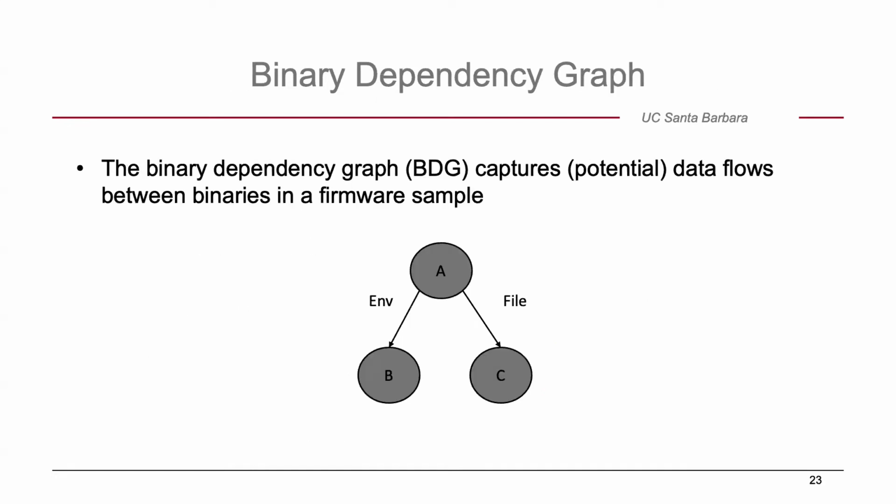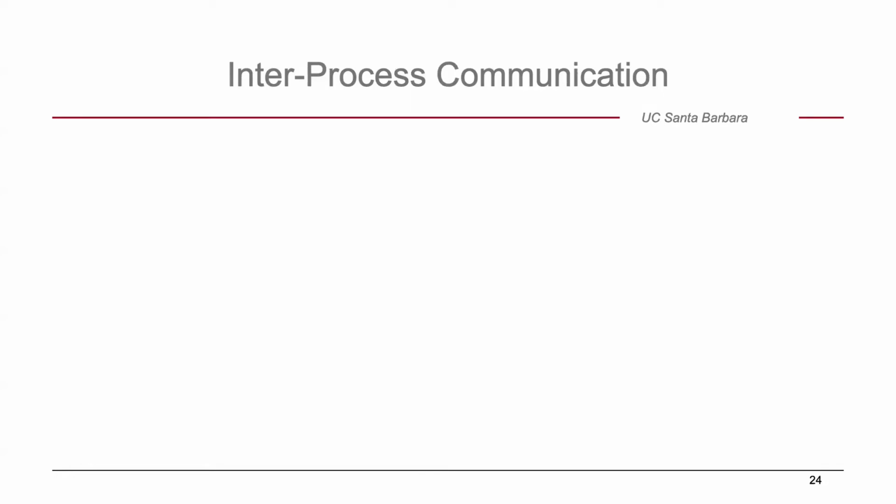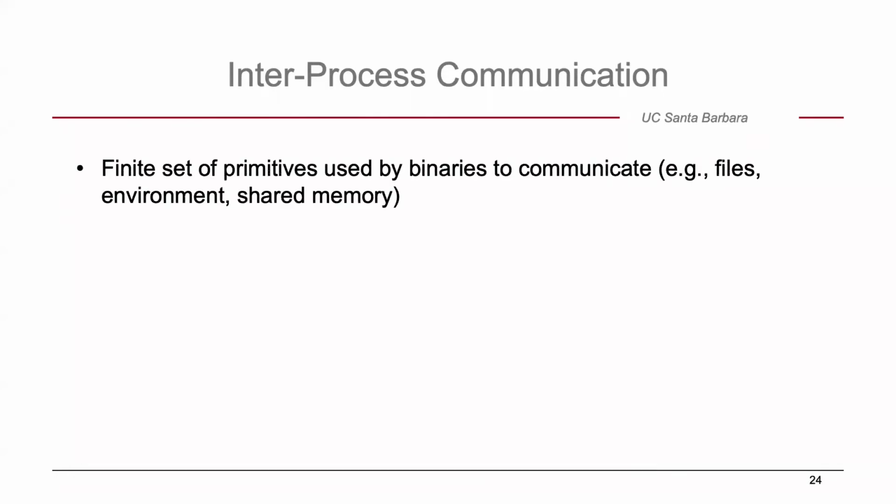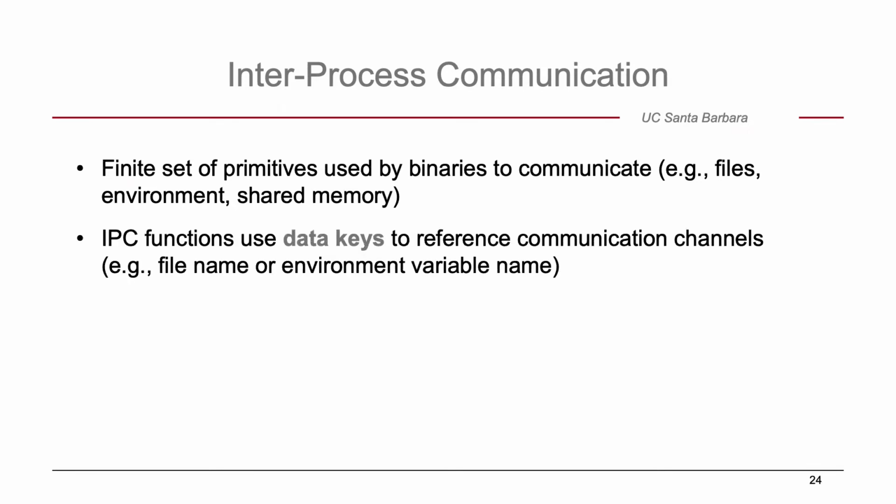All right, with those, we can start to build binary dependency graphs where we do the data flow tracking. And the question now is, okay, how can you do this? We are looking for inter-process communication. And again, typically there is just a finite set of primitives that you can use on a Linux system. I mentioned files, environment, shared memory. So that's the one thing.